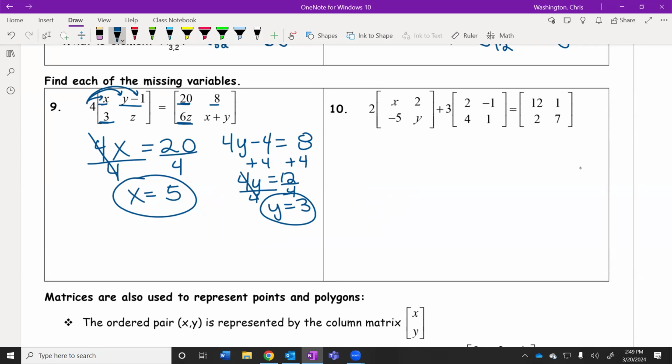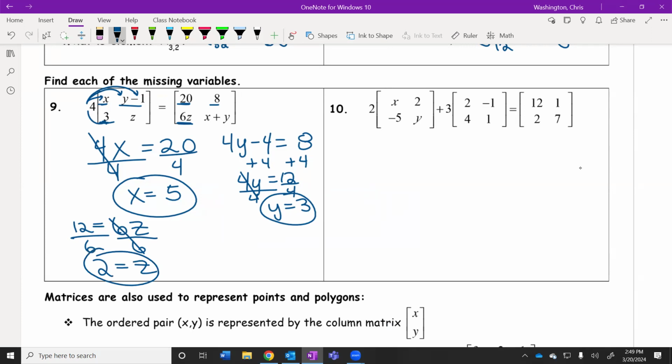We got to multiply the 4 times the 3 first, though. So we get 12 equals 6z. And we can divide by 6 on both sides. So 2 is equal to z. 2 is equal to z.